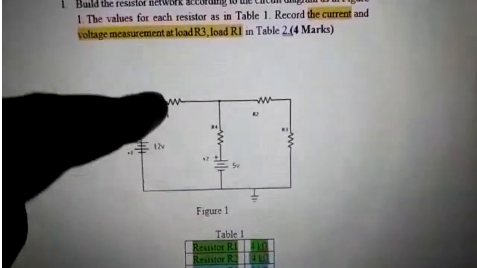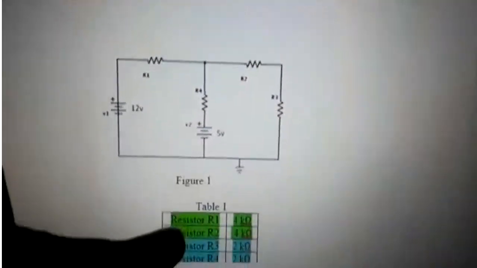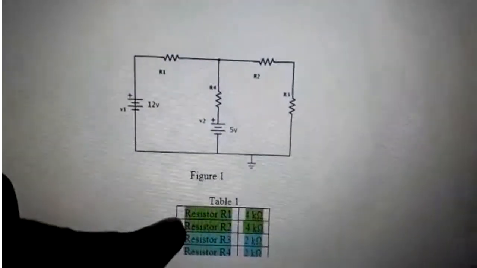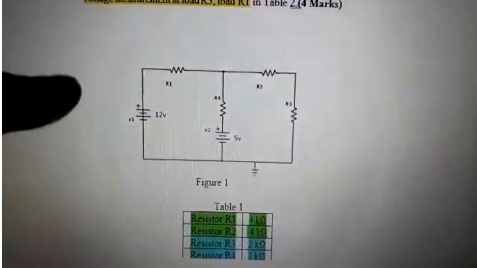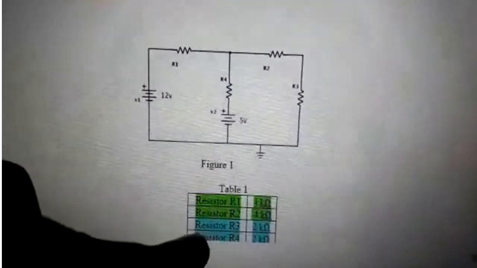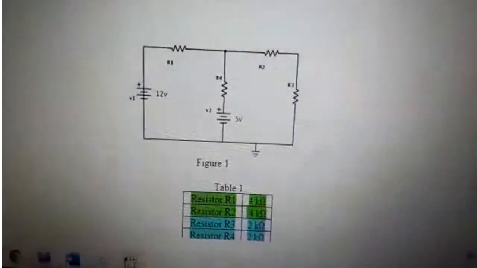R1, R2, R3, R4, the values are already given in table 1, which is R1 and R2 is 4, and then R3 and R4 is 2 k ohm.